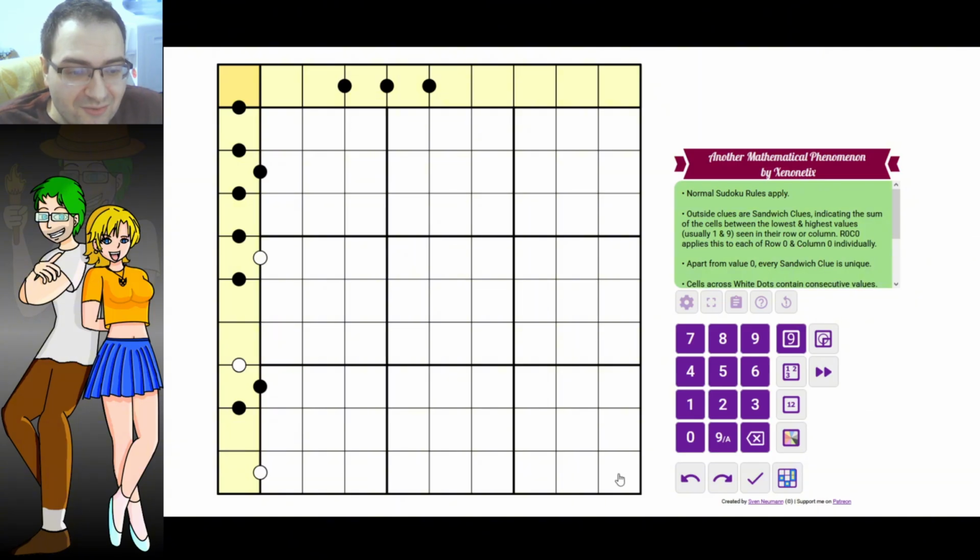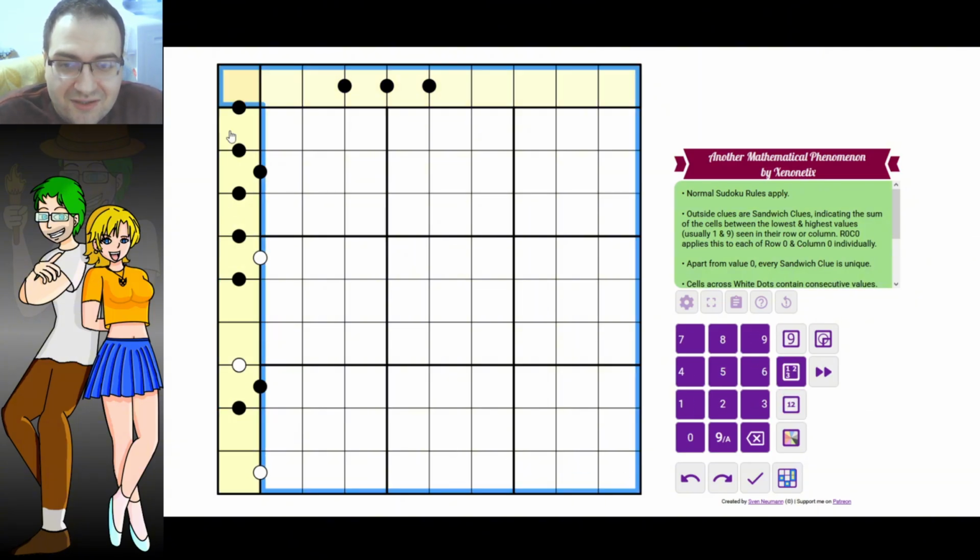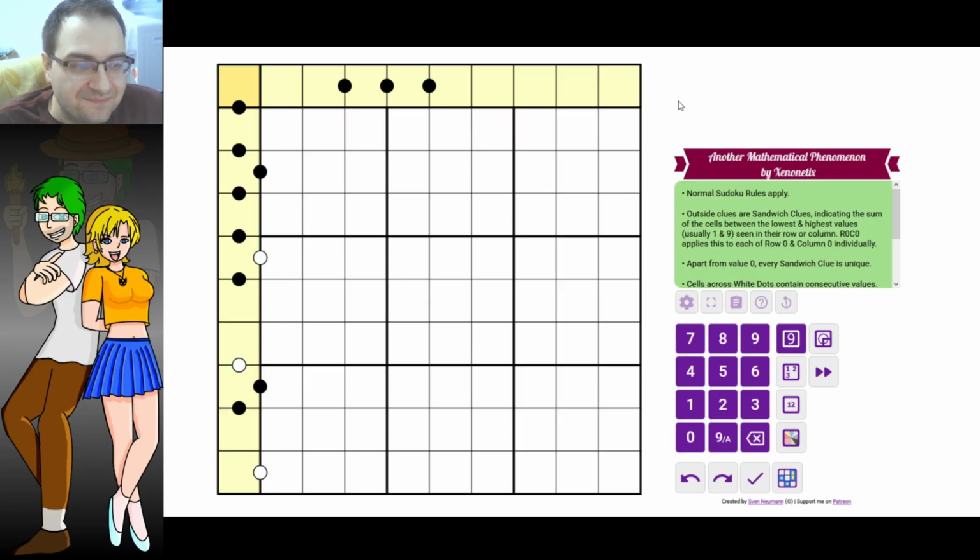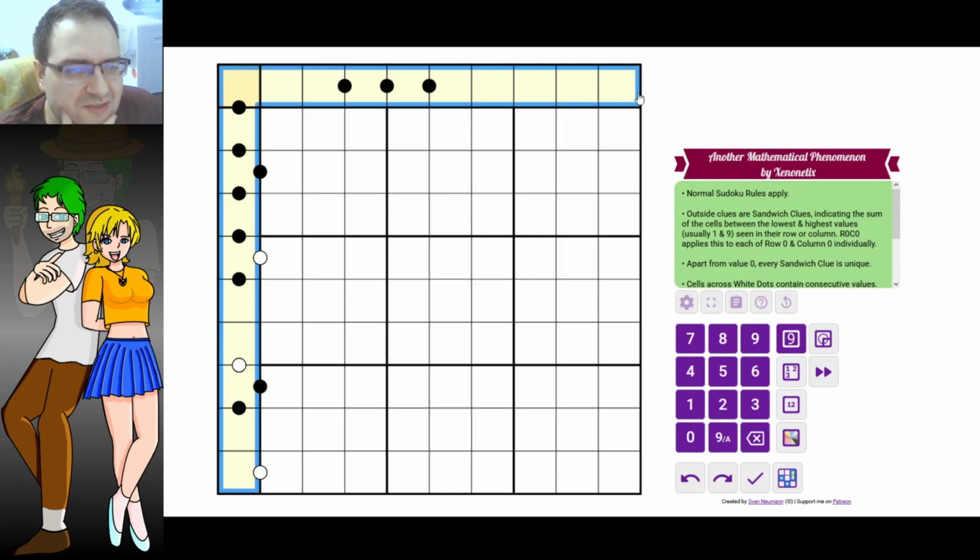So, strange thing is the grid itself has almost nothing. It's all about the sandwich clues. I mean, this is peculiar, right? Oh, you know what? Yeah, this is not basic Sudoku rules. Those can be more than 9. They can be 10, 11, and so on.